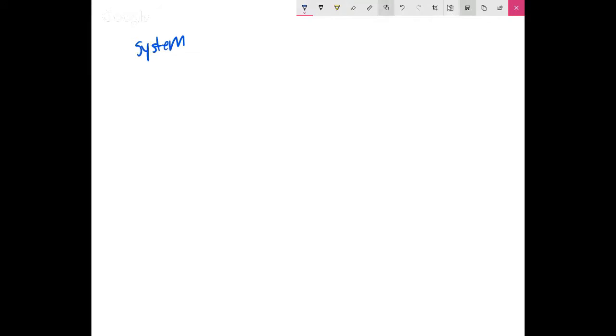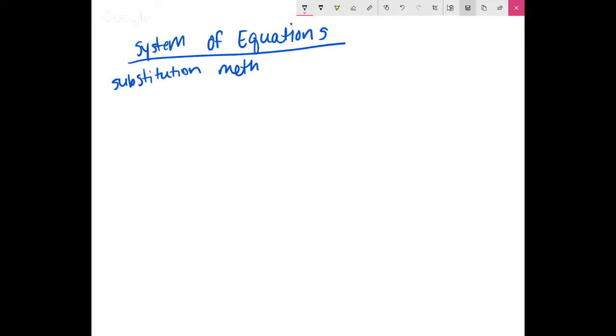So, system of equations. I did this a couple weeks ago, and I'm doing it again, so you're getting another review. System of equations. You got two methods that really stand out. So you got the substitution method, and the multiplication method. That's a long word too, so I'm gonna just put multiplication method.